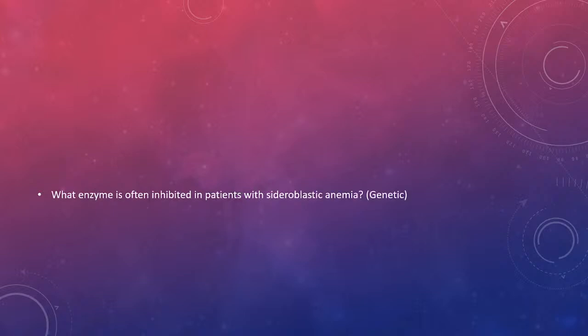So what enzyme is often inhibited in patients with sideroblastic anemia? This is a genetic disorder, guys, and you're going to have an abnormality with the ALA synthase enzyme. What is ALA? That is aminolevulinic acid. So there is an ALA synthase deficiency. Please don't forget ALA synthase. If you can't remember aminolevulinic acid, don't worry. You have another chance: ALA synthase.